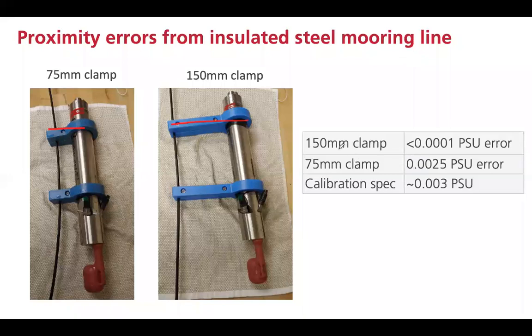In the case of the 150 millimeter clamp, we're looking at an error that's almost undetectable in salinity. Okay, I mean, this is almost beyond measurable. And with a shorter clamp here, we have an error that's on the level of our calibration spec. We don't calibrate to salinity, of course, but a rough estimate of the accuracy for our salinity measurements is 0.003. So a 75 millimeter clamp will still barely keep you within your calibration spec.